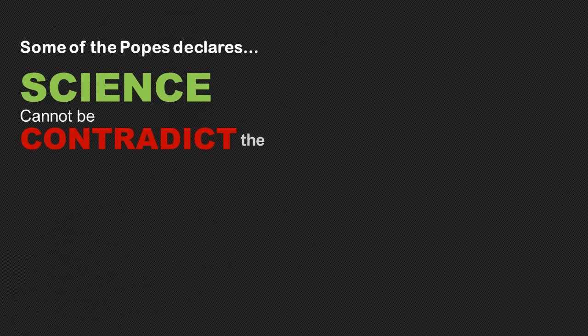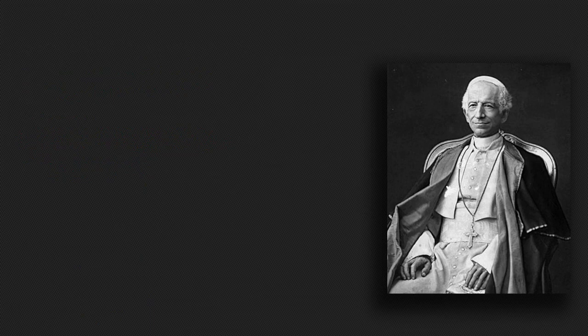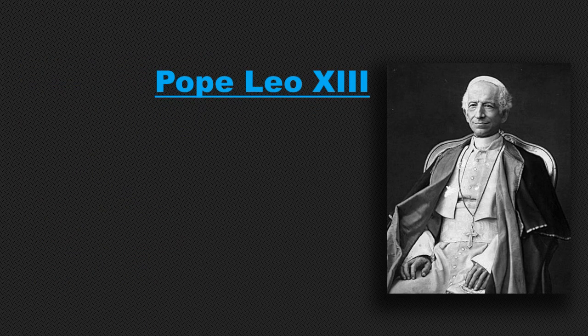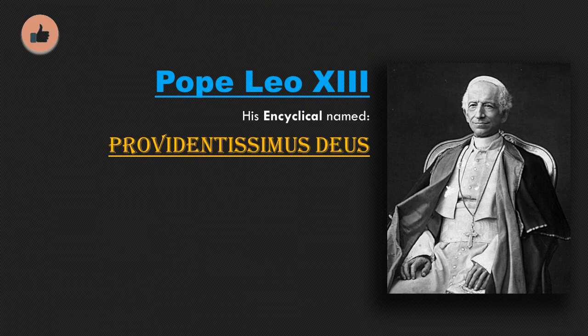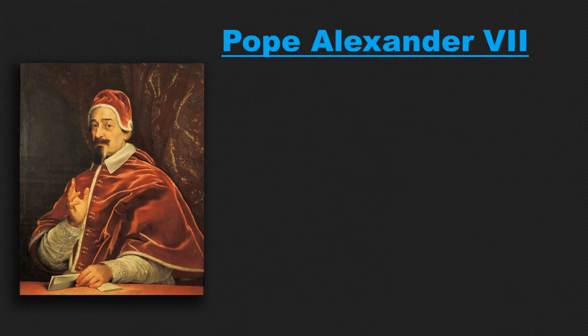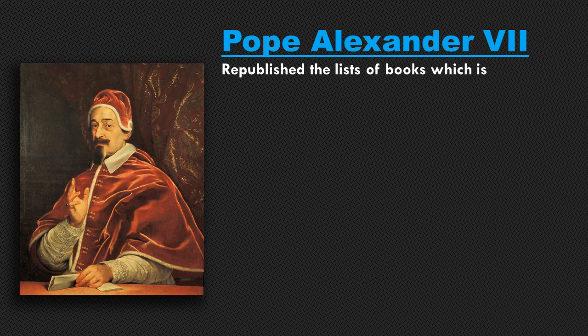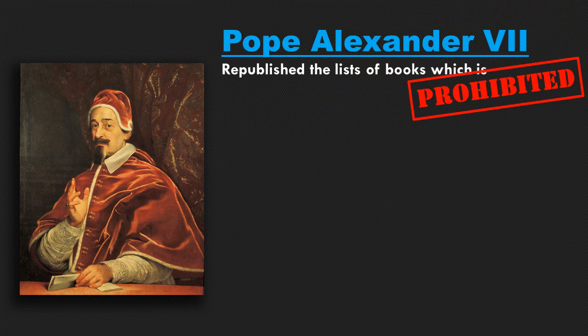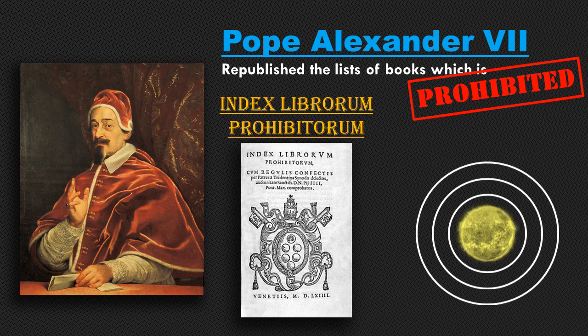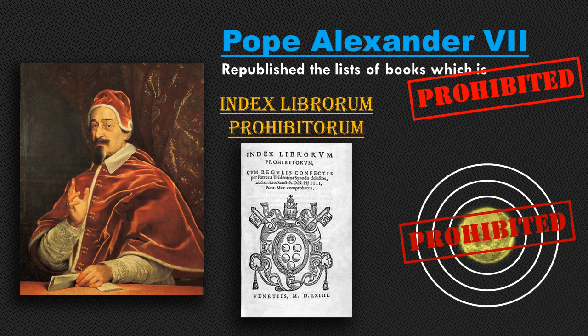Due to those holy scriptures, there were popes who declared that science cannot contradict their faith, especially Pope Leo XIII and Pope Alexander VII. The encyclical of Pope Leo XIII is Providentissimus Deus, which says that science can't contradict the faith of the people, as said a while ago. Pope Alexander VII republished the list of books that should be prohibited, known as the Index Librorum Prohibitorum, where everything about heliocentrism was also prohibited.